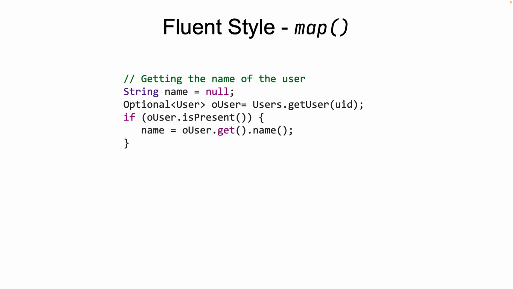The map method translates the optional of one type to an optional of another type. Now look at the code on the screen, which extracts the name of the user in an imperative style. That's using a typical if statement. In the code on the screen, we are getting the user object for the user ID uid and then extracting the name of that user. The variable name can be either null or a valid string. In the optional world, the perfect way to represent it is an optional string. So basically, our real requirement is to convert from optional of a user object to an optional of string, which represents the name.